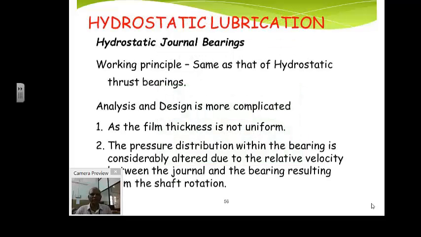There are hydrostatic journal bearings as well. The working principle is the same as that of hydrostatic thrust bearings. The film thickness is not uniform and hence the pressure development mechanism is slightly more complex, and the bearing pressure is considerably altered due to the relative velocity between the journal and the bearing, resulting from shaft rotation.